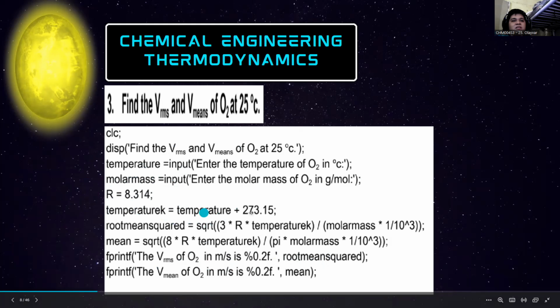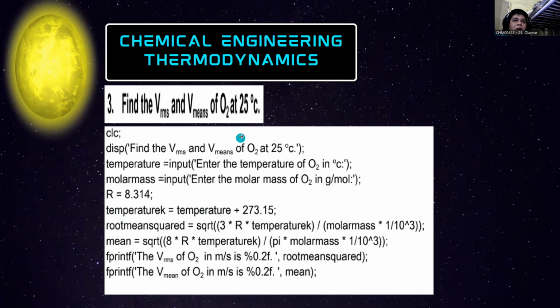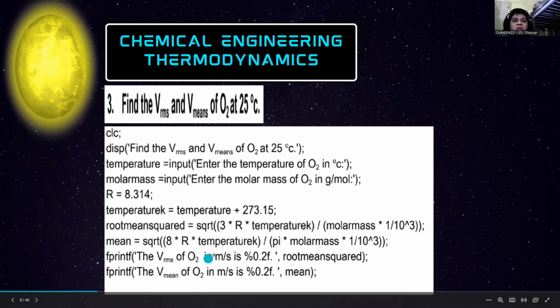This is the formula that we need. We convert the temperature to Kelvin, and after that we find the root mean squared speed, which is the square root of 3 times R times the converted temperature over the molar mass, 32 grams per mole, times 1 over 10 to the power of 3. We need this to convert grams to kilograms and to joules, in order to get meters per second.